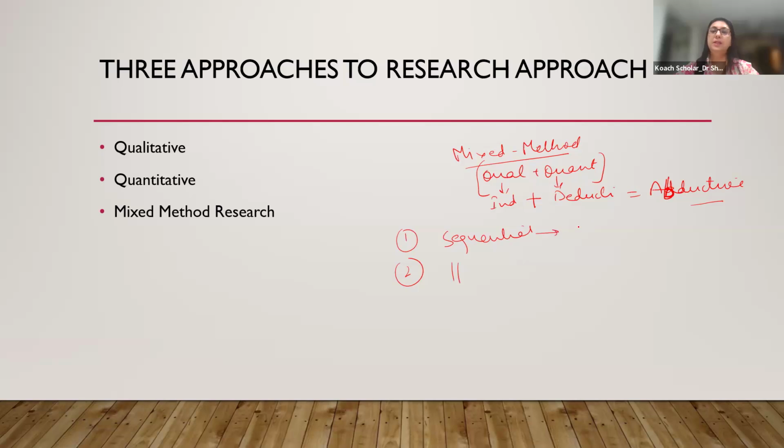By sequential, I mean you can either have a research where the first phase is qualitative and the second phase is quantitative, or the first phase is quantitative leading to qualitative. When you are doing a qualitative research first, this means it is an explanatory sequential research. When you're following a case, 1A, it is an explanatory sequential.